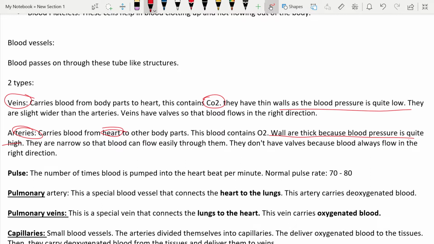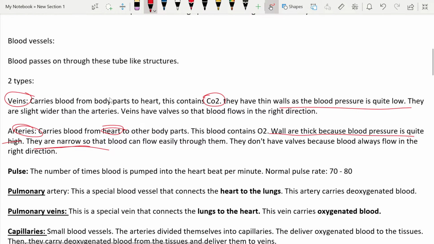So veins are slightly wider than the arteries. Arteries are narrow so that the blood can flow easily through them, so the blood just passes in streamline. Now arteries don't have valves because blood always flows in the right direction in arteries, but veins have valves so that the blood flows in the right direction.